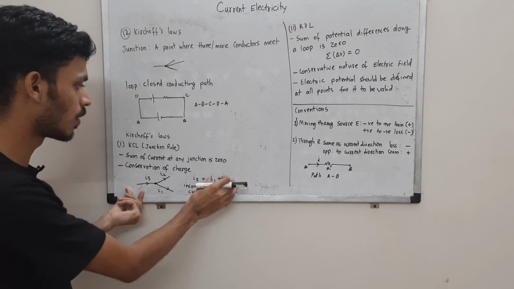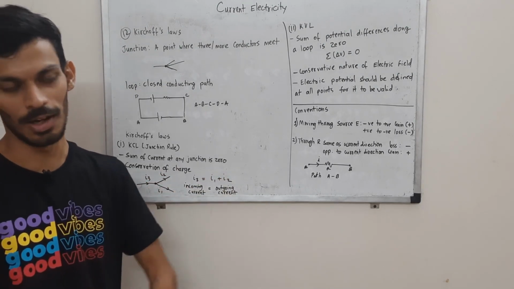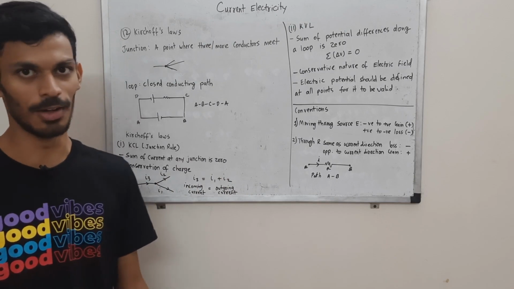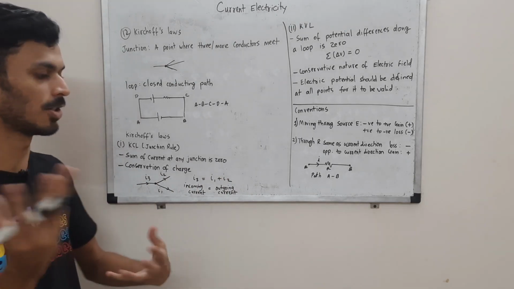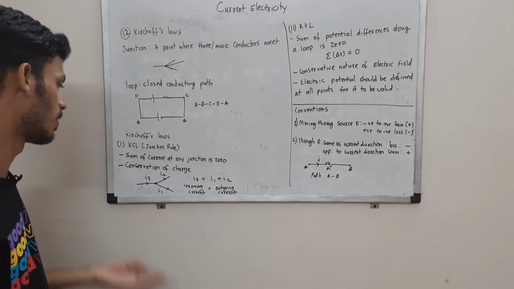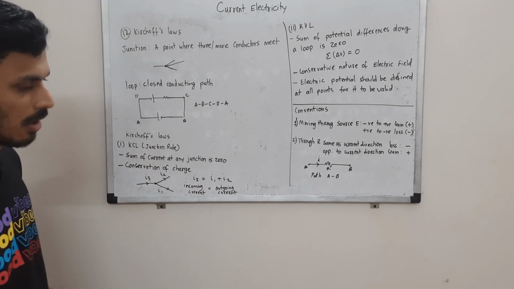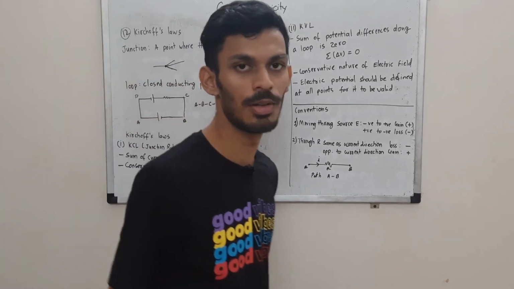If this was less, then it means that charge has accumulated somewhere or charge is destroyed. Some amount of charge is lost, which cannot happen, which is violating the conservation of charge. So here whatever current is incoming at a junction should be equal to the outgoing current.